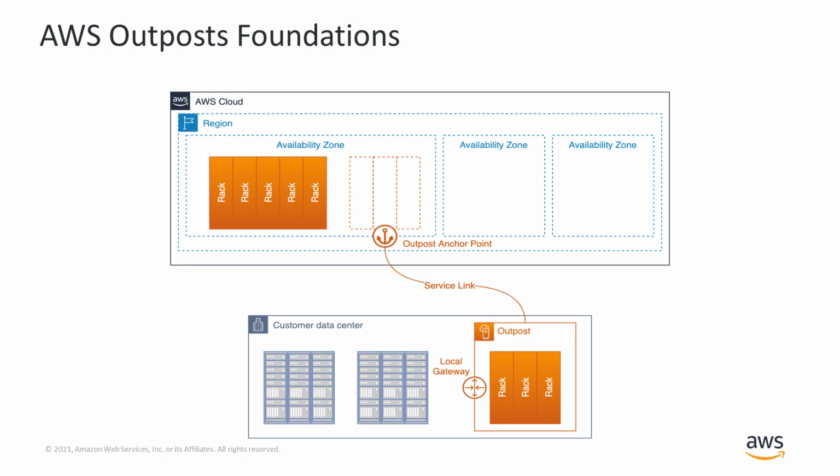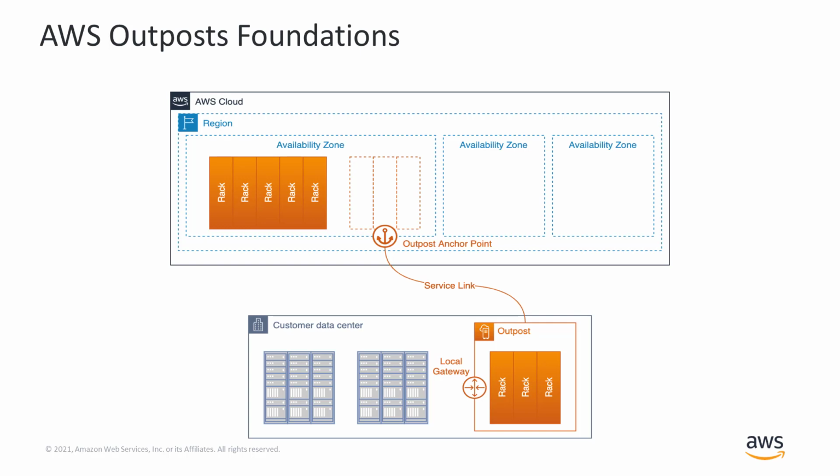So an Outpost really is a logical pool of compute, storage, and networking capacity. It's using the same AWS infrastructure that we use in our regions. Instead of connecting it back to the region with a very long cable, which would probably be impractical, we connect it back via a connection that we call the service link. It's actually a set of encrypted VPN tunnels.